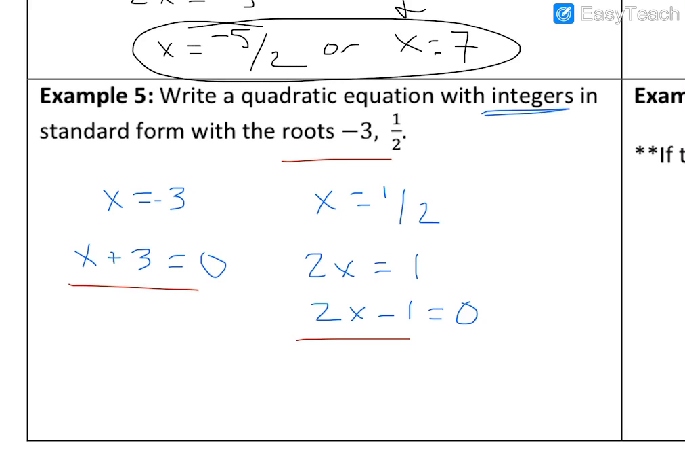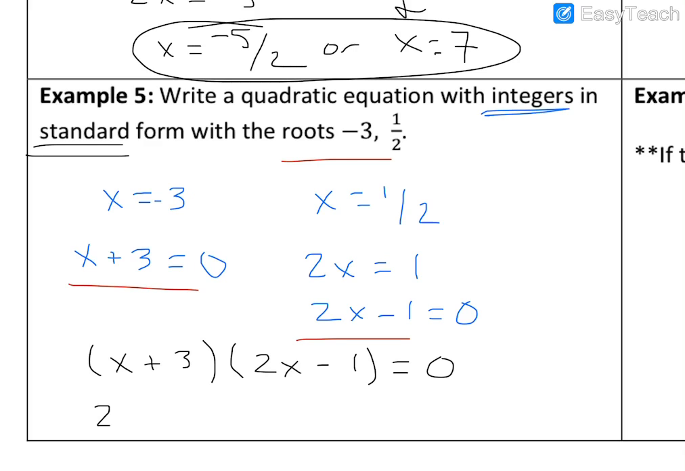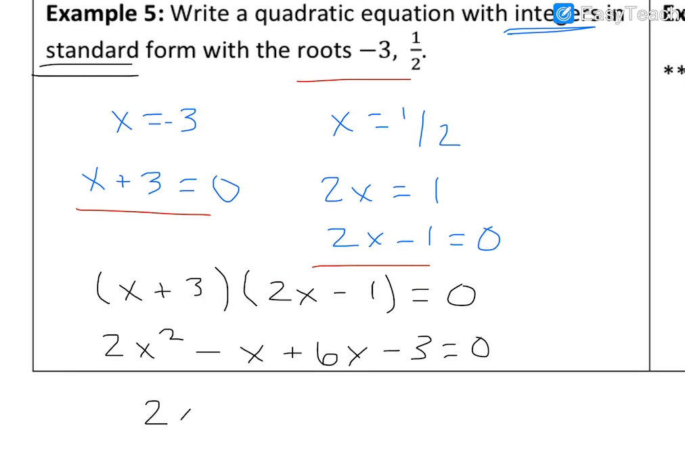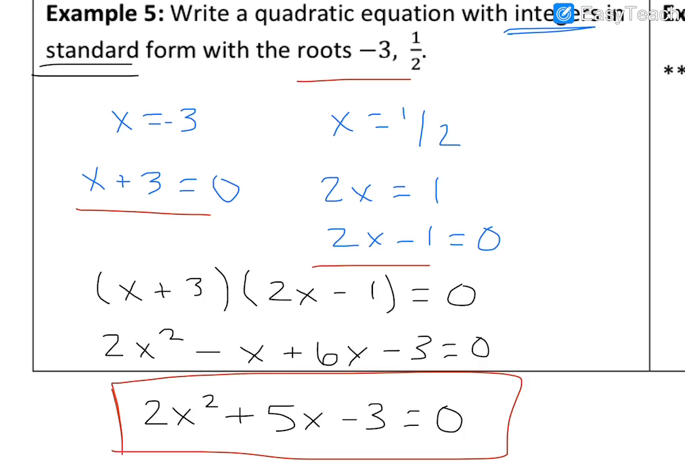This is a factor and that's a factor. So I can write it in factored form. X plus 3 times 2x minus 1 equals 0. Once you have it in factored form, it's easy to find your quadratic equation in standard form because all you have to do is FOIL the left side. So we have 2x squared minus x plus 6x minus 3 equals 0. From there, combine like terms, 2x squared plus 5x minus 3 equals 0. And that would be our final answer of the quadratic equation in standard form.